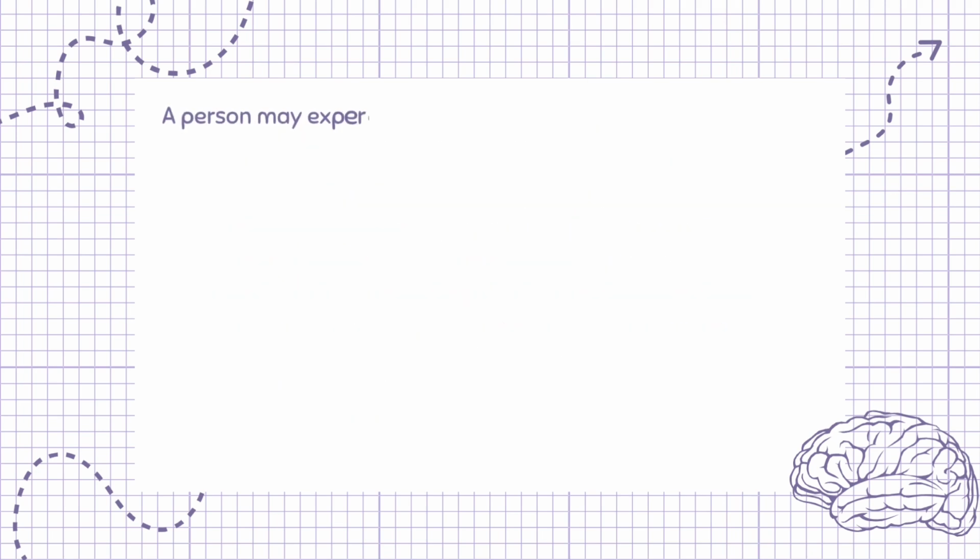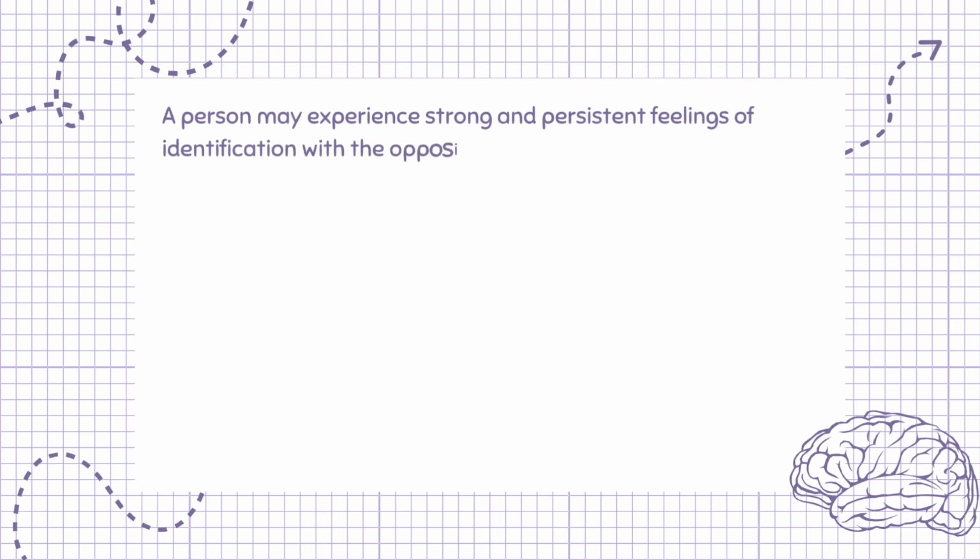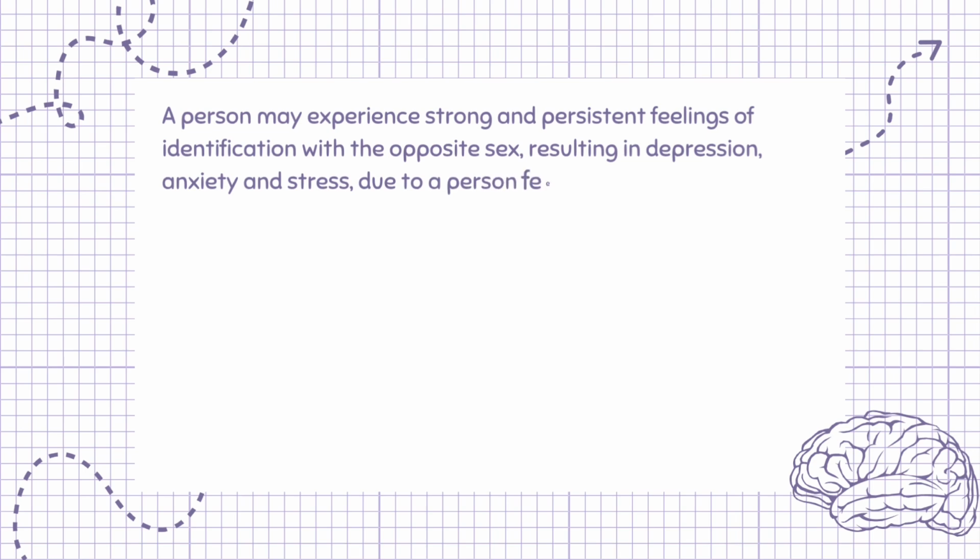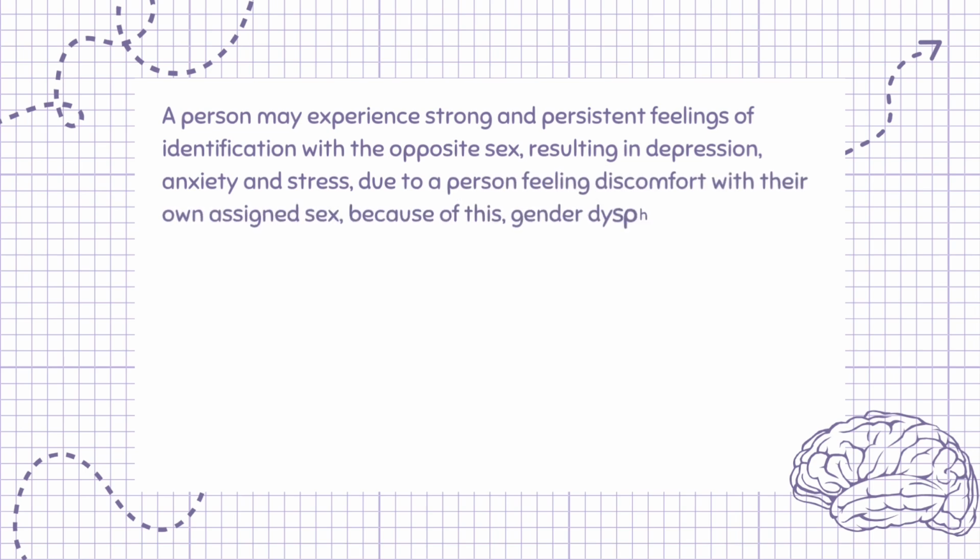A person may experience strong and persistent feelings of identification with the opposite sex, resulting in depression, anxiety, and stress, due to a person feeling discomfort with their own assigned sex. Because of this, gender dysphoria is recognized as a psychological disorder in DSM-5.